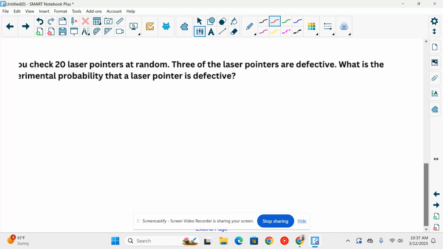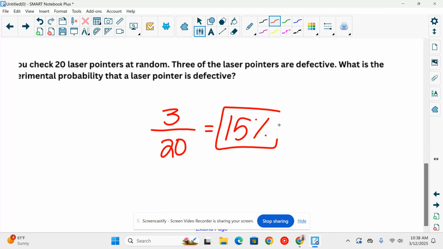How are we going to go about that? We do 3 over 20. We put the part over the whole. What part were defective? 3 is a part, and how many did I check? 20. So you get 3 over 20, which is 15%. So the probability is that 15% of those lasers are defective.